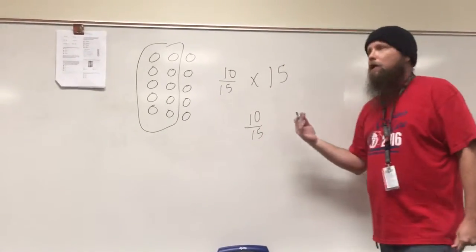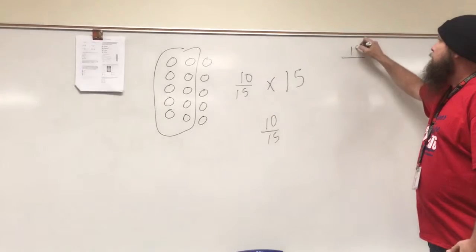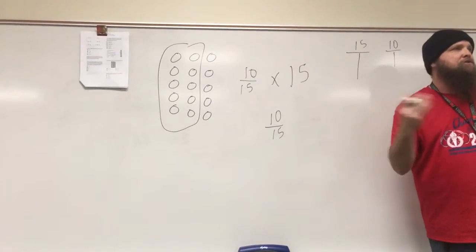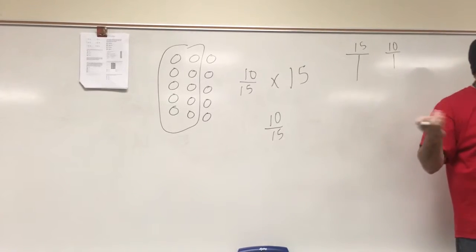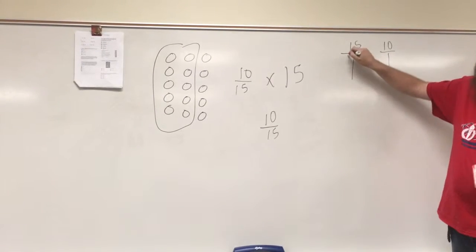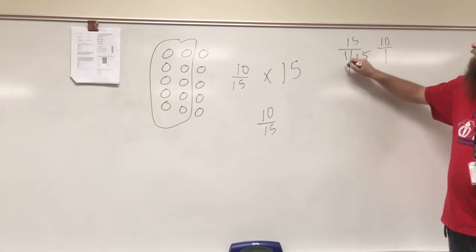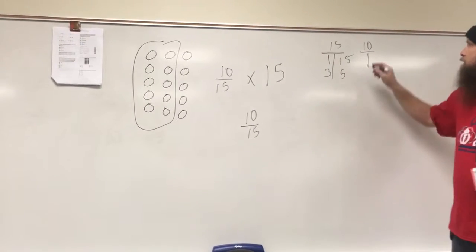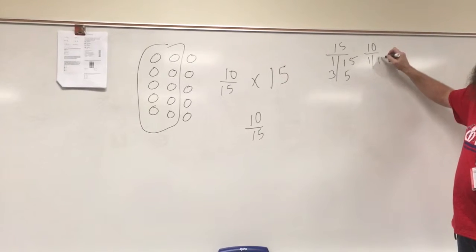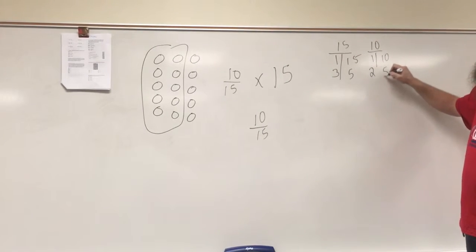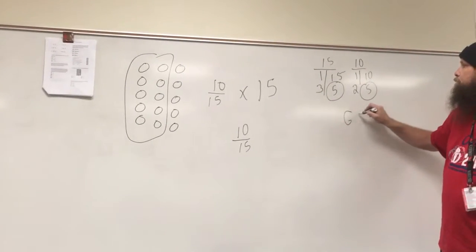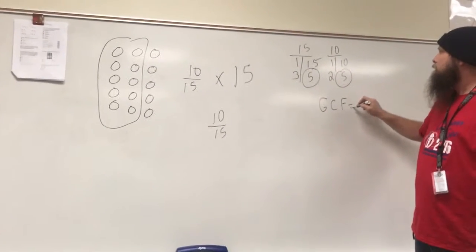And even though I know you know how to do this, we're going to find the factors of 15 and the factors of 10. Some of you asked yesterday the differences between factors and multiples. This is how you find factors. 1 times 15, 3 times 5. That's all there is. 1 times 10, 2 times 5. That's all there is. The greatest common factor is 5.